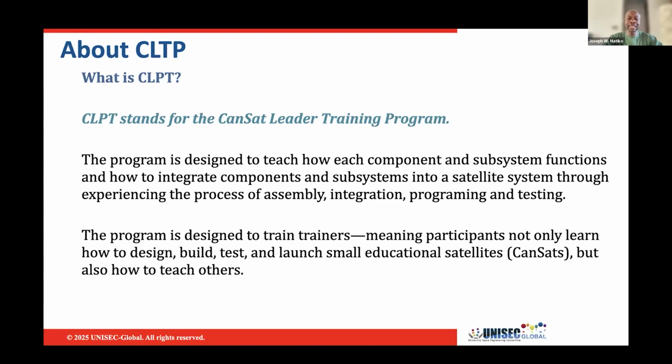The program is designed to train the trainers, meaning that the participants are not only learning how to design, build, test, and launch small satellites, but also are learning how to teach others on all the aspects of small satellites.